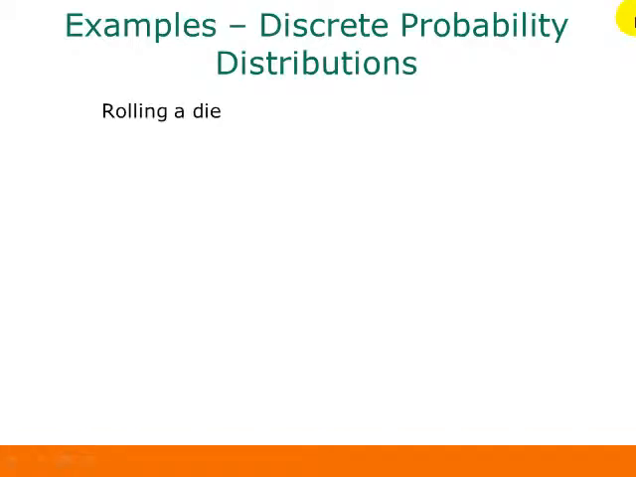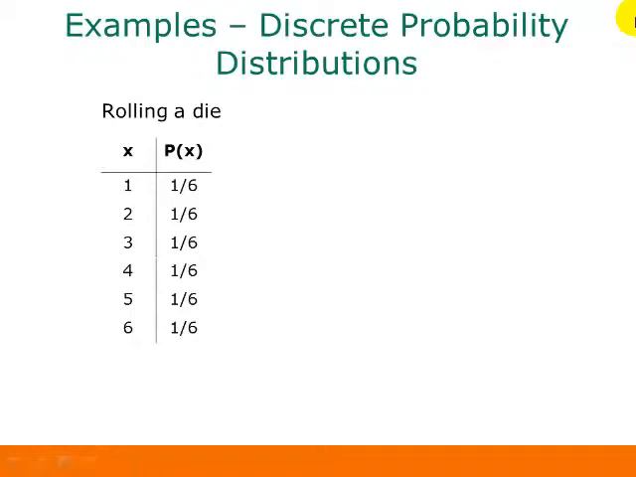So for the experiment of rolling a die, this is what our probability distribution would look like. We have x, which is our random variable, in one column, and the other column is the probability for each value of x. Our possible numerical outcomes for rolling a die are the values 1 through 6, and here's the probability for each different outcome. Since each of those values is equally likely to come up on the die, the probability for each one is 1/6. So this would be our discrete probability distribution for that experiment.